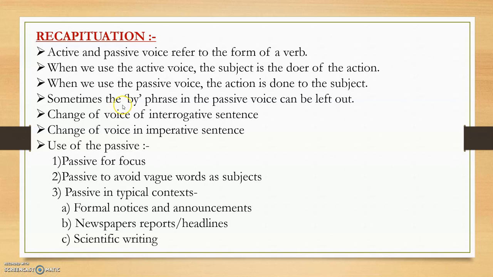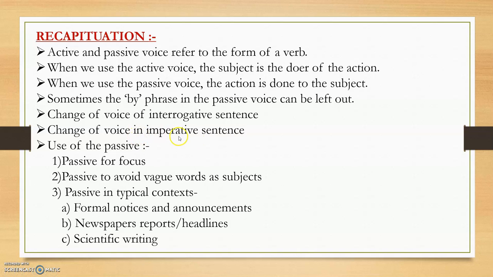And sometimes the by phrase in the passive voice can be left out. We may not have by. So children, don't get deceived here. If the word by is not there, sometimes we think, oh, when it is by it has to be passive. But sometimes the by may not be there and it may be a passive voice. So please see that you follow the rules. Ask the question, who is doing the action. Then change of voice of interrogative sentence. We saw when we are changing into interrogative, what happens, children? The interrogative sentence will remain an interrogative.